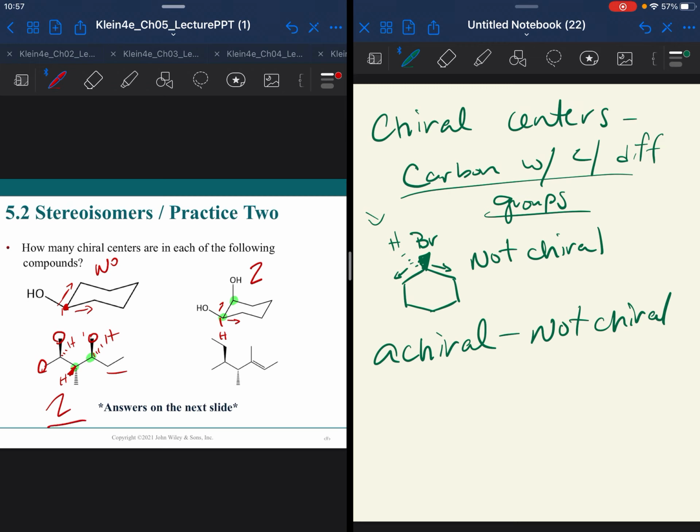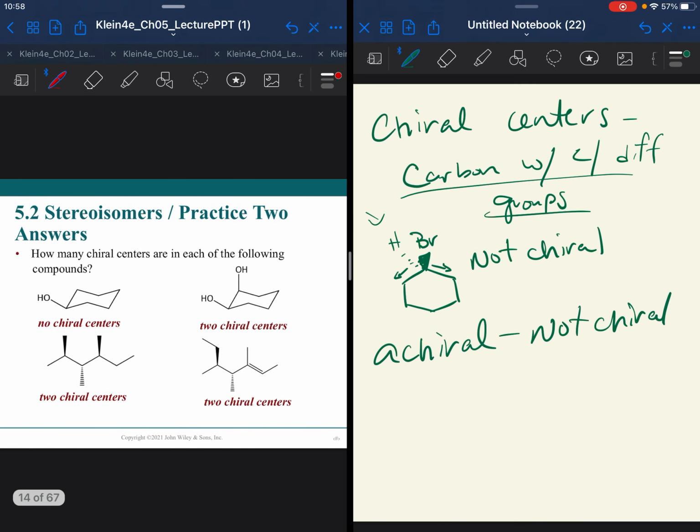And then the next one also has 2. Both of these are chiral centers. The 4 groups are indeed different. And so I think the next slide will just verify that. So none, 2, 2, and 2. There will be some practice on your homework, practice in old exams, in identifying chiral centers.